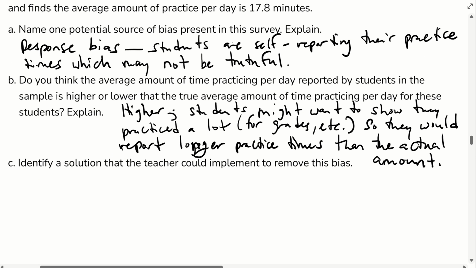All right, identify a solution that the teacher could implement to resolve this bias. One way that you could do it is provide evidence that they did the practice, right? So for example, have the students record themselves practicing, like an audio or a video, to show, and then submit those, right? And then of course those recordings will have a timestamp and things like that, rather than just self-reporting.